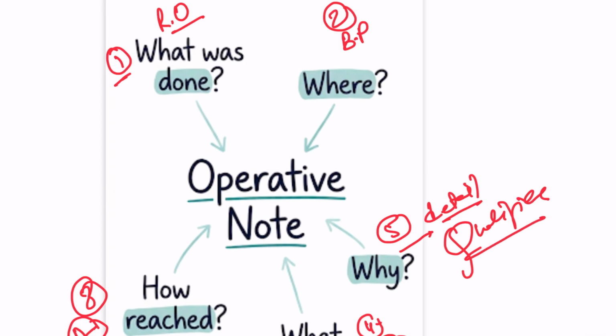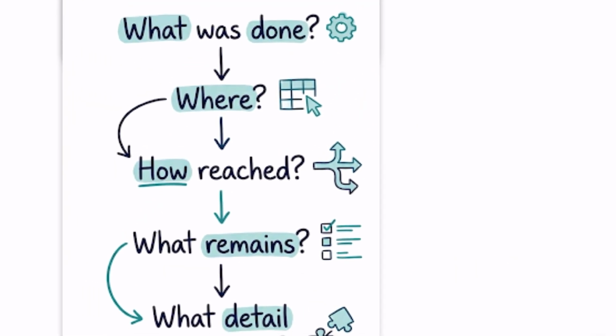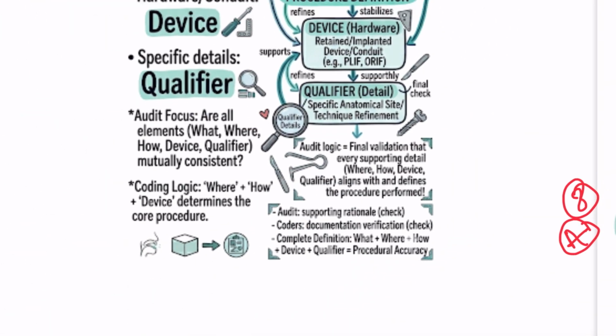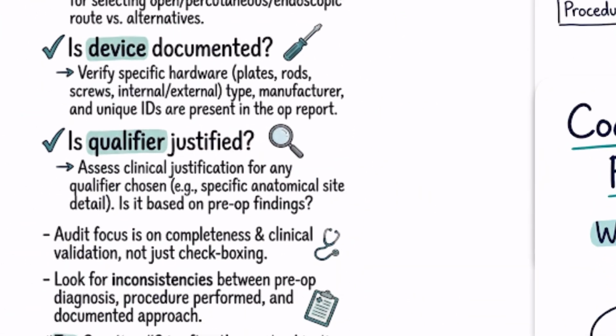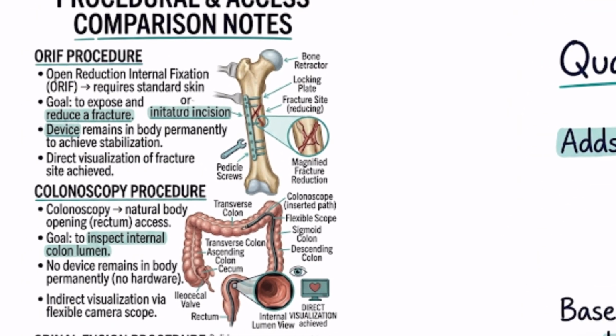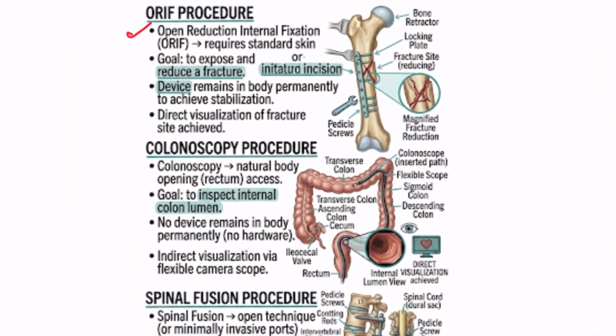Now let's go back to the original case. Open reduction, internal fixation of the femur, ORIF. What was done? Stabilizing using internal fixation. How was it done? Open approach. What remained? The fixation device. Now, if there's any additional detail left that needs to be captured, sometimes there might be, sometimes there may not be.